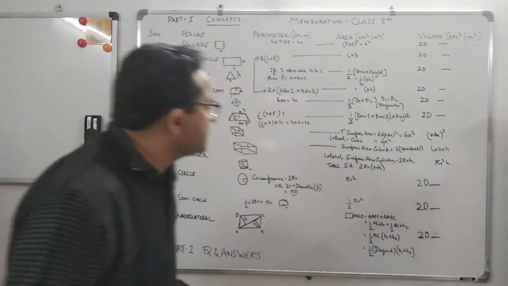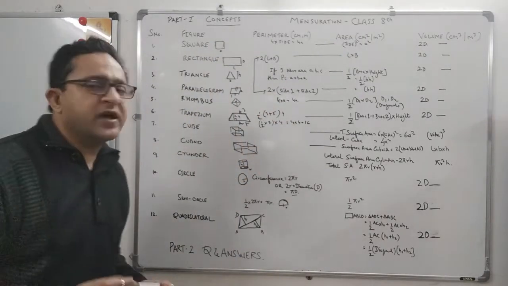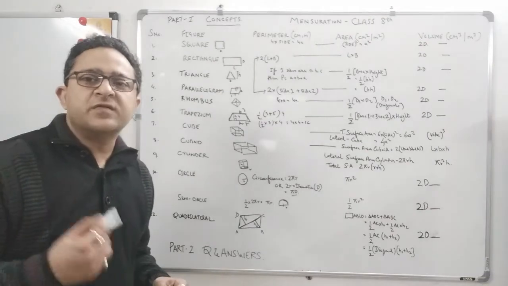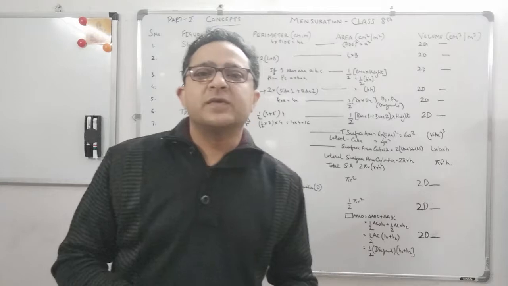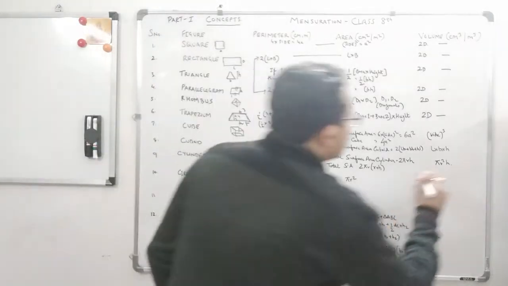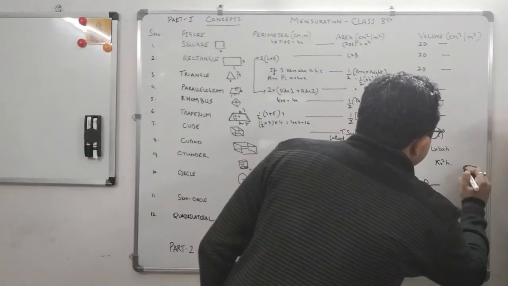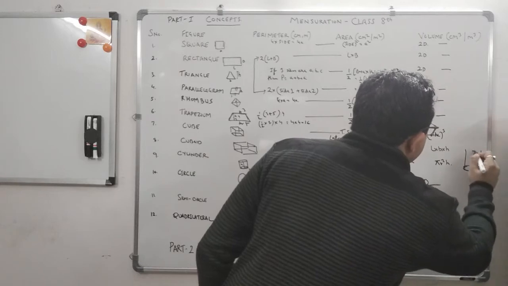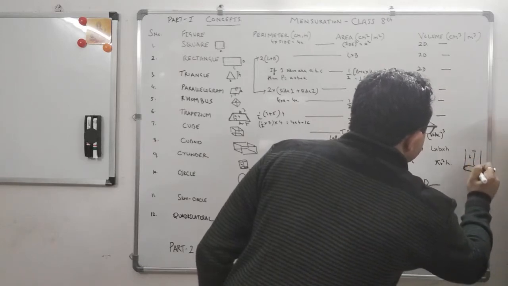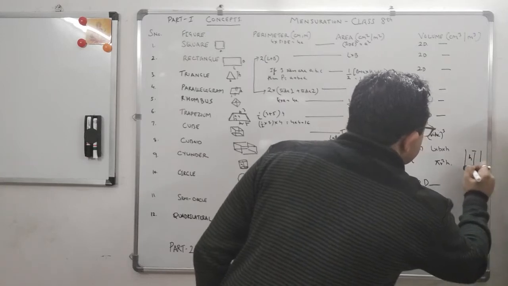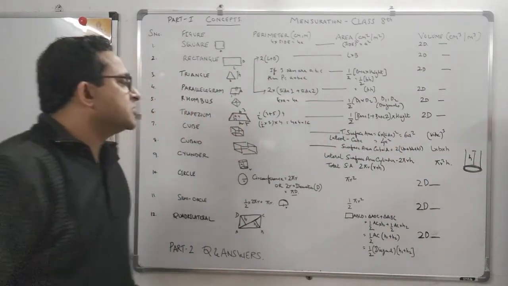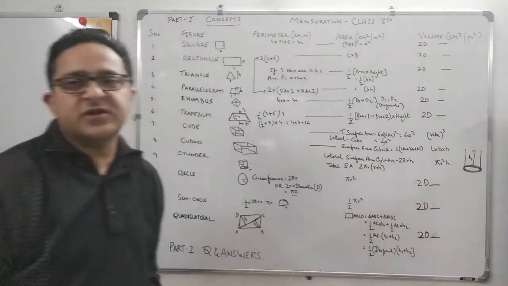For lateral surface area, it's 2 pi r h. 2 pi r, you remember, is what? It is the circumference or perimeter of a circle, into height. This is how you remember, because a cylinder is like this. This is the height of the cylinder, and this is the circumference of the circle, which is 2 pi r. So 2 pi r into h is the lateral surface area of the cylinder.